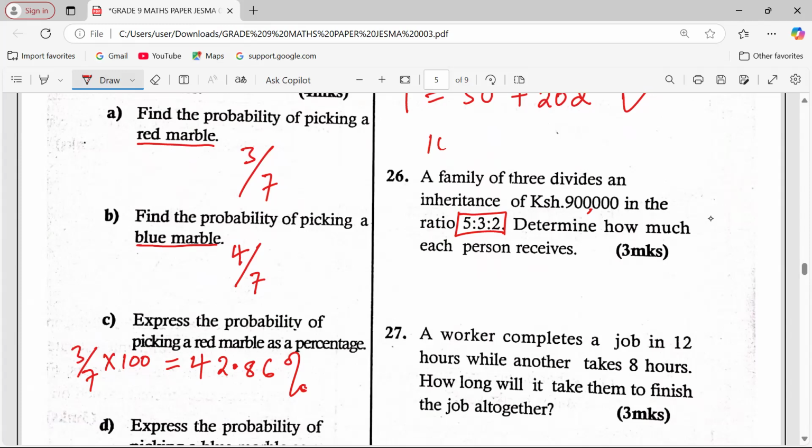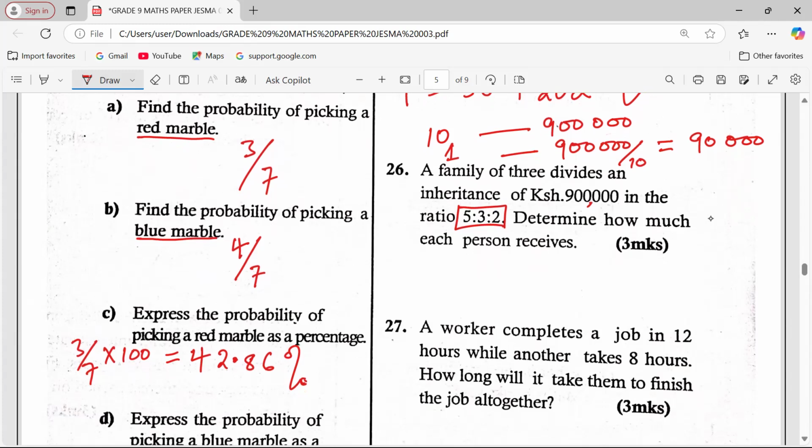So the 10 proportions are equivalent to 900,000 Kenya shillings. In this case, one proportion is going to be 900,000 out of 10, which is 90,000. So if we have 10 proportions to be divided, and the 10 proportions are equivalent to 900,000 Kenya shillings, then each proportion will be, when we divide by 10, 90,000 Kenya shillings.